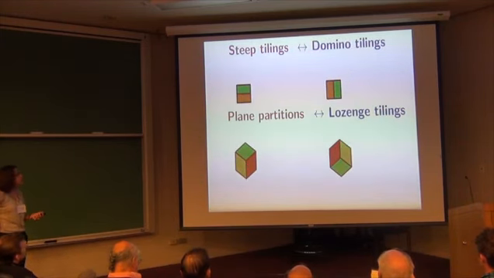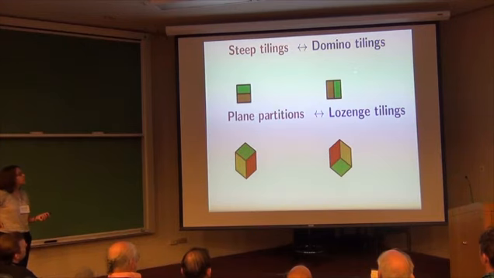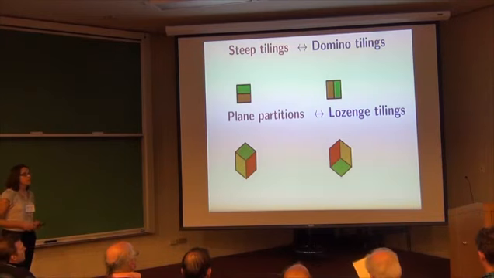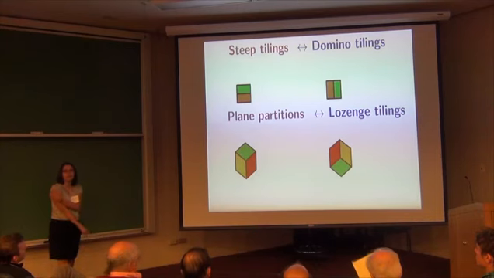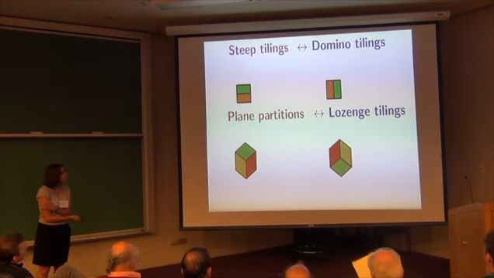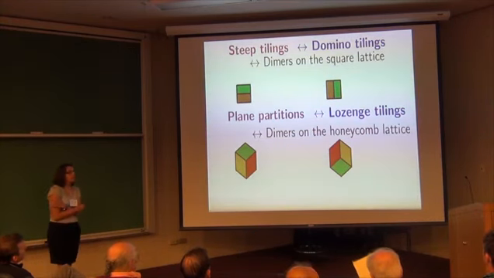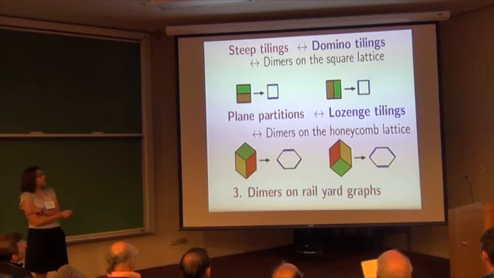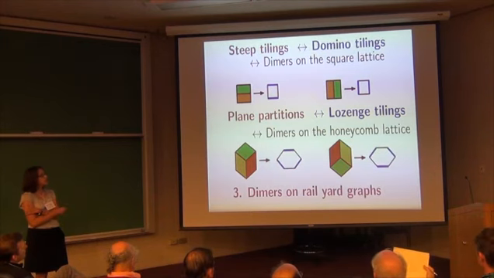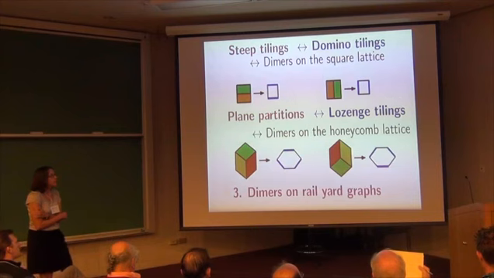So I've just told you that steep tilings are also domino tilings and plane partitions are losange tilings. So how can we put them together? We want one family of objects that's going to enumerate both plane partitions and steep tilings. And what we're going to use is dimers, because as we all know, domino tilings are in bijection with dimers on the square lattice. So here I have 2 horizontal dimers. And losange tilings are in bijection with dimers on the honeycomb lattice.